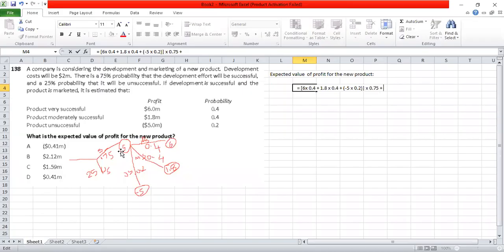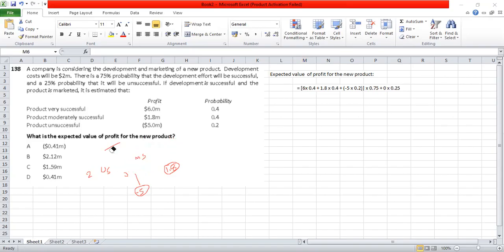And if it is unsuccessful, there is no cash flow. So if it is successful, cash flows of 6, 1.8, minus 5 are anticipated. If it is unsuccessful, there are no cash flows. So cash flows would be 0 into the unsuccessful effort probability of 0.25. Okay, so this is the answer. Please do the calculation and let me know what the answer is. Please, all of you.